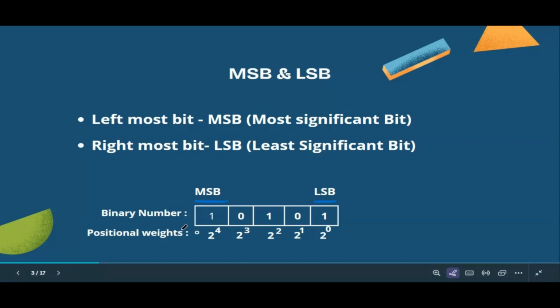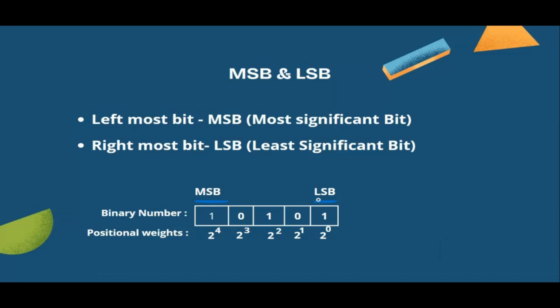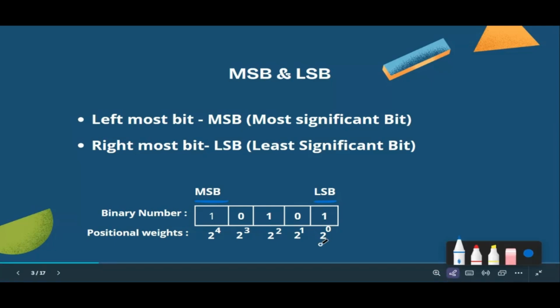The positional weights or place values are assigned as shown here. The LSB, since it is the least significant bit, is assigned the least positional weight or place value equal to 2 raised to 0, which is equal to 1. The next bits are given the place values 2 raised to 1, 2 raised to 2, 2 raised to 3, 2 raised to 4, and so on. The highest place value or positional weight is assigned to the MSB.